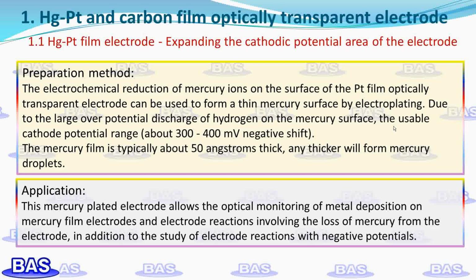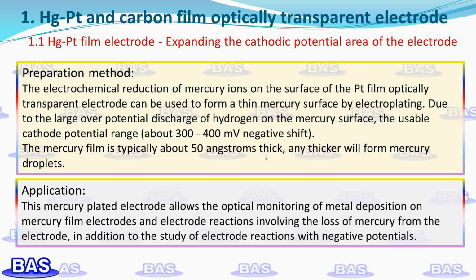Sometimes, in order to expand the cathodic potential area of the electrode, electrochemical reduction of mercury ions on the surface of platinum film optically transparent electrode can be used to form a thin mercury surface by electroplating, which increases the available cathodic potential range, about 300 to 400 mV negative shift, due to the larger overpotential of hydrogen discharging on the surface of mercury. By limiting the amount of mercury deposited, a certain light transmittance can be retained.